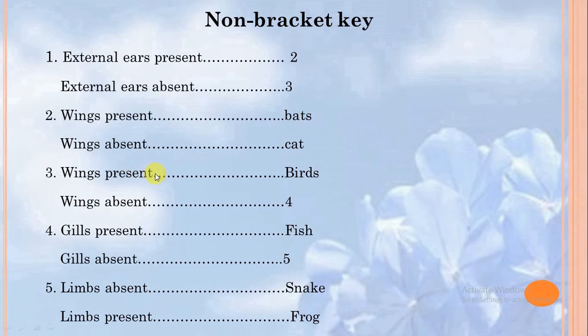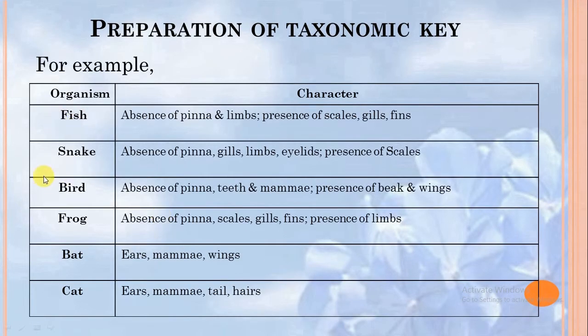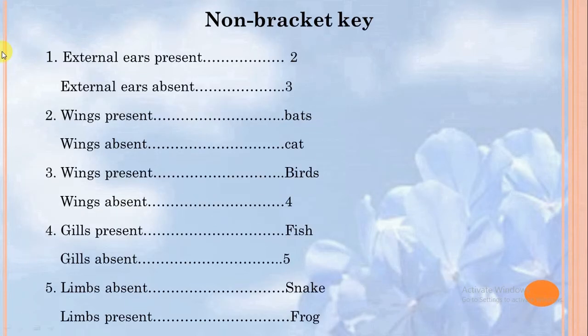Birds will be placed under this category, and this category, which has absence of wings, now has the 3 organisms left, that is fish, snake and frog. So now we will choose another contrasting character so that we can differentiate these 3 organisms. Fishes have gills, while snakes and frogs have no gills. So we will take absence and presence of gills as the next contrasting character. Our fourth contrasting character will be gills present and gills absent.